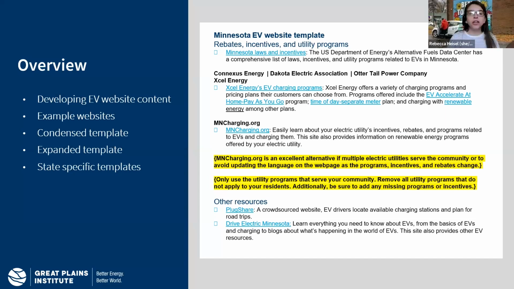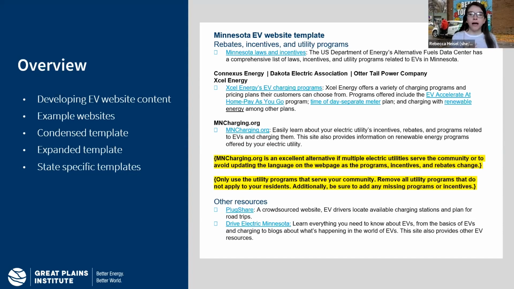As far as developing the website content, this section walks you through all the different considerations as you're building out the information. It's asking you to consider the audience that you want to target, the amount of information that you might want to have on your website. For example, some communities really prefer to have all the information written out on their website, whereas others prefer to provide more links to other websites that can provide the same information.